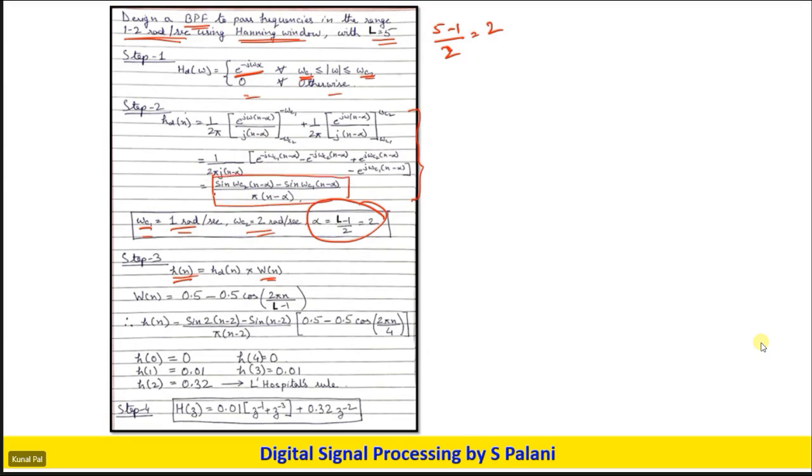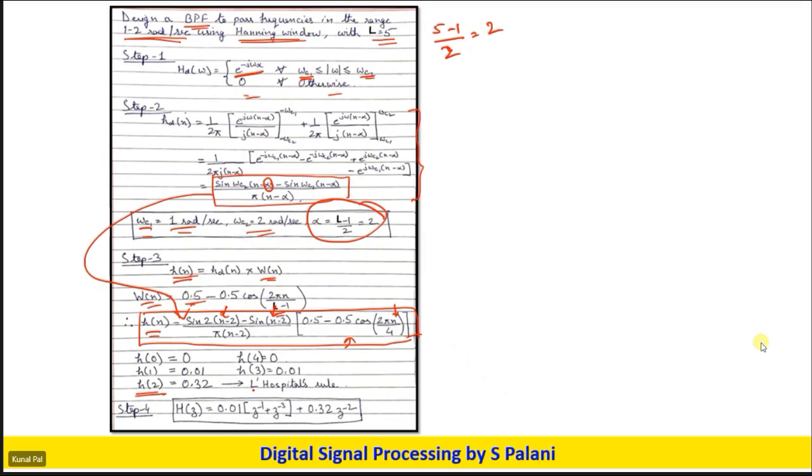So it would come over here, and the Wn function, as I told you before, is given by 0.5 minus 0.5 cos of 2 pi n by L minus 1. It will be coming over here. Now see, you are getting a single equation. You just have to change the values of n, and you will be getting the values for the Hn. And since alpha is equal to 2, you can apply it at n equals 2.